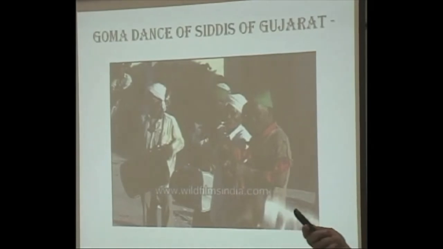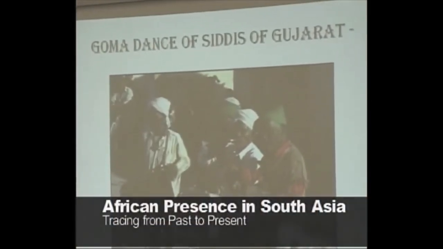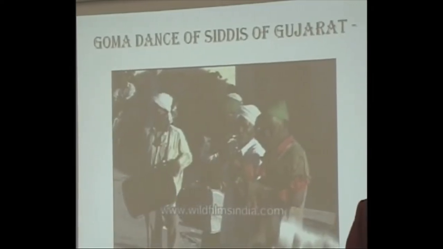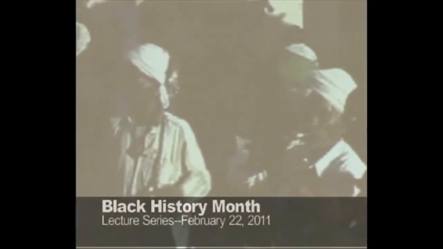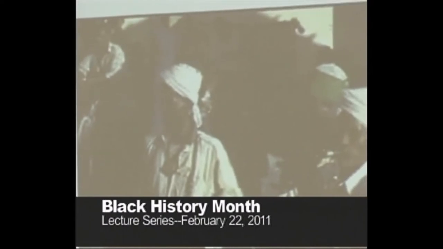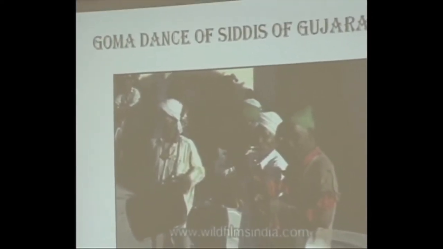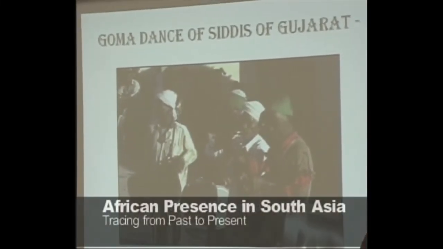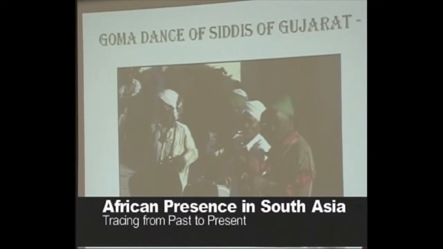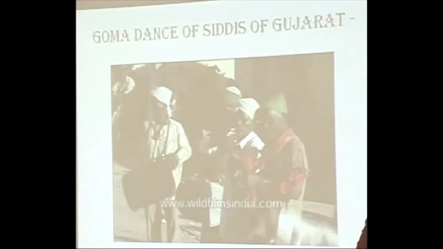Now, here is a group that I pointed out called the Sidis that I mentioned to you at the very beginning. They are called the Sidis, or originally the Habshis. And their ancestors go back to the pre-medieval era. Now these are there today, the Sidis in western India. Most are believed to be the descendants of sailors, servants, slaves, and merchants from the Bantu-speaking parts of East Africa who became resident in western India from 1200 to the 20th century.